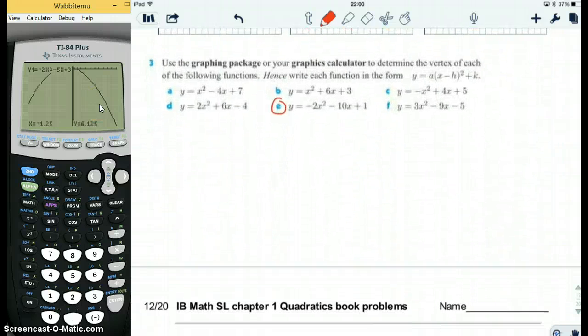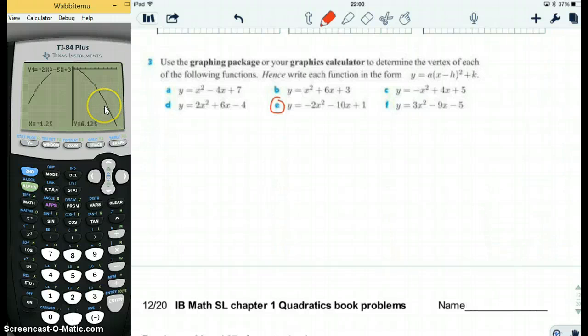Use the graphing package of your graphics calculator to determine the vertex of each of the following functions. Then write it in vertex form. So let's see. We'll put in negative 2x squared minus 10x, and then I'm going to put plus 1. And then I'm going to graph. Okay, and I need to zoom a little bit better there. Let me do zoom standard, which is 6.